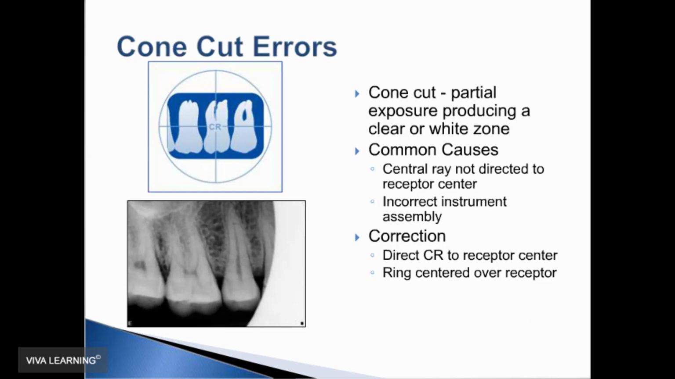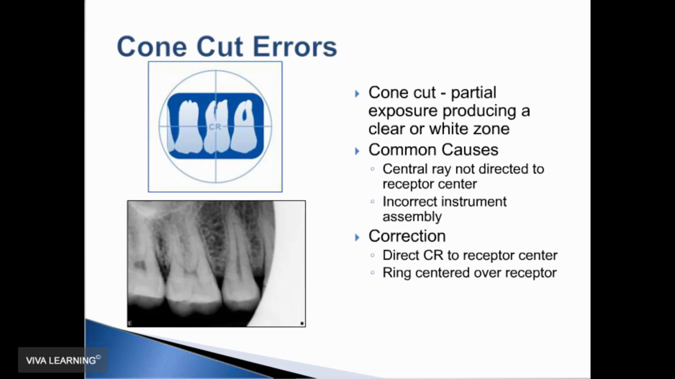Cone cutting errors can occur with any receptor, regardless of type. They tend to not occur typically if you're using an instrument and you assembled it properly, because the beam guide will tell you how to center the beam. Typically, I see cone cuts with tab type bite wing techniques or periapicals where an instrument is not used or a bisecting angle approach is used.